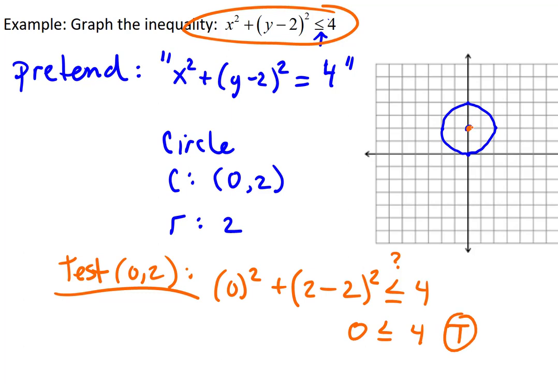It happens to be inside the circle. So a circle is not something you're either above or below. You're either inside or outside of it. So since the test point was true inside, we would shade inside the circle. And so again, the picture is the solution of this inequality.